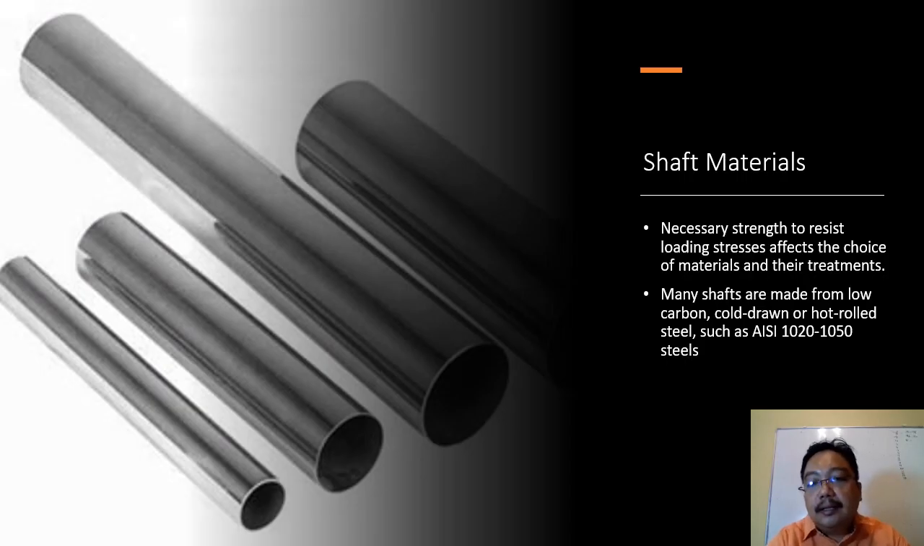Okay, students, the necessary strength to resist loading stress affects the choice of material and their treatment. Many shafts are made from low carbon, cold drawn or hot rolled steel such as AISI 1020 until AISI 1050 steels. So what does it mean? It means that to save cost, it is better to use low carbon steel.